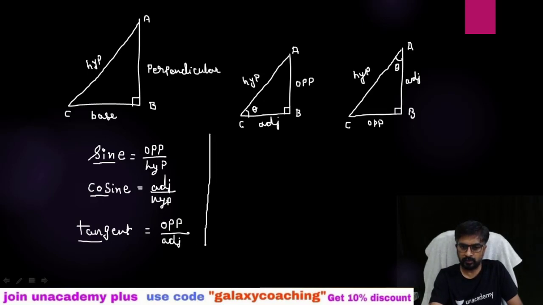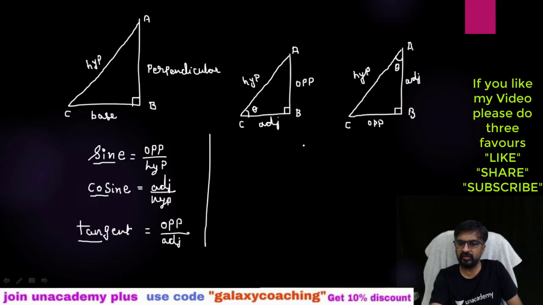Okay, now moving towards the next part. Now we got 3 ratios out of this. If we take the reciprocal of all these ratios, then again we will get another 3 ratios. So let us start with that. Cosecant, we are using for the ratio hypotenuse by opposite.